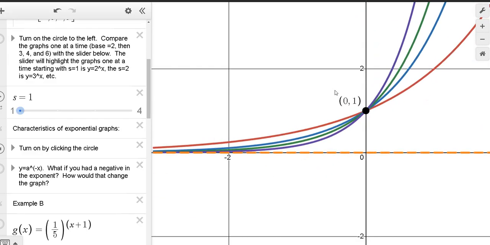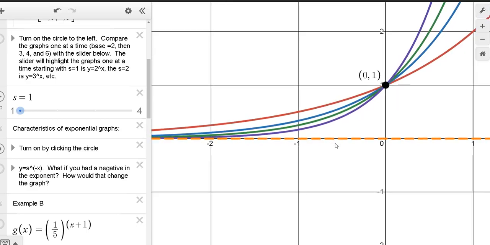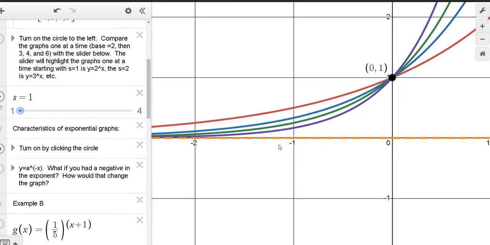Take a look to the left of the x-axis. What's happening to the left of the x-axis? Yeah, they're getting really, really close to this dotted line down here, y equals 0. All these graphs are getting very close to that value. So this line here is an asymptote.